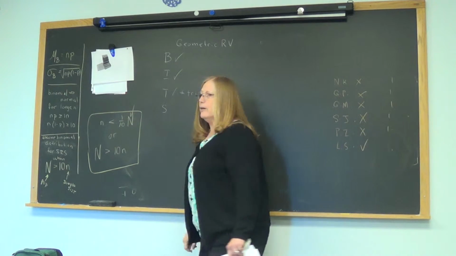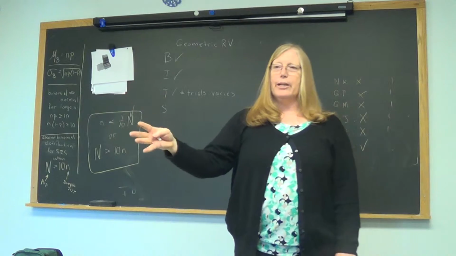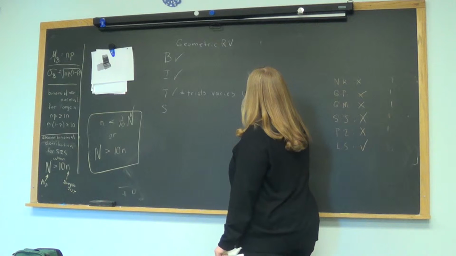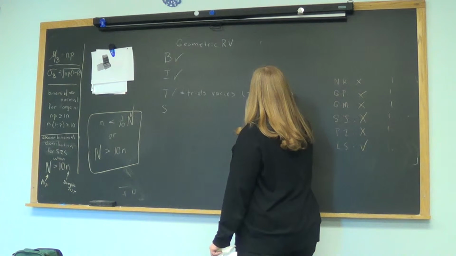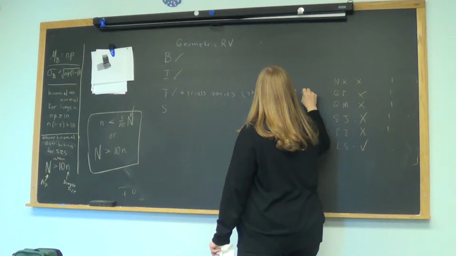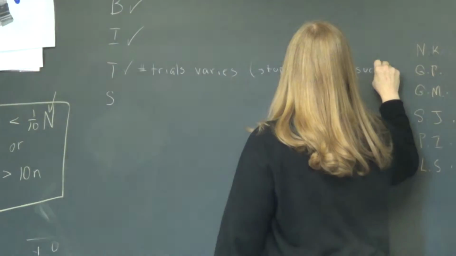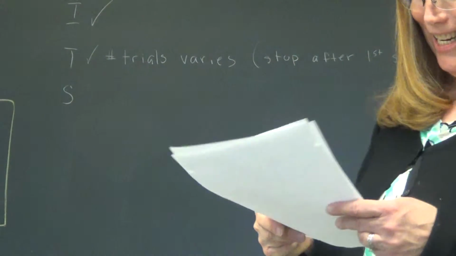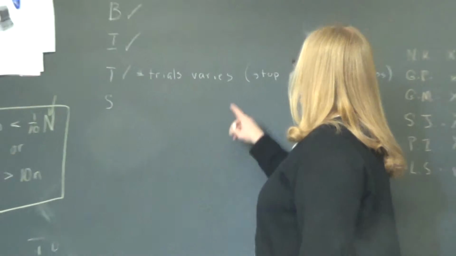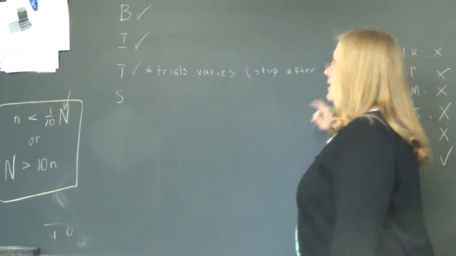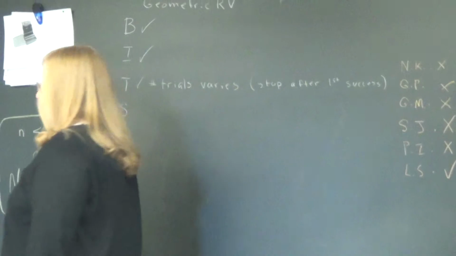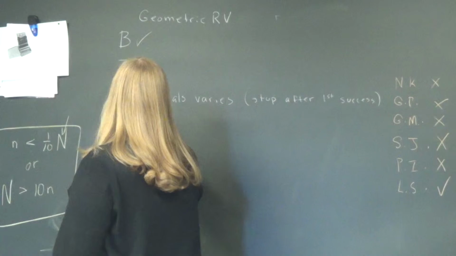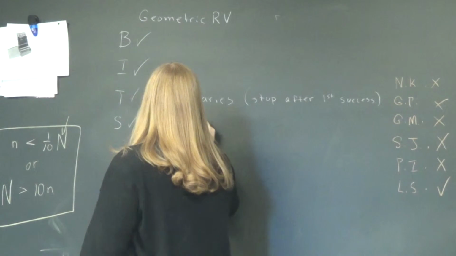Why don't we do just a fixed number? We're going to keep going until we hit our first success. So, stop after the first success. The number of trials varies. You stop after your first success. So it could be one trial or millions of trials. And lastly, the probability of success is the same for each trial.